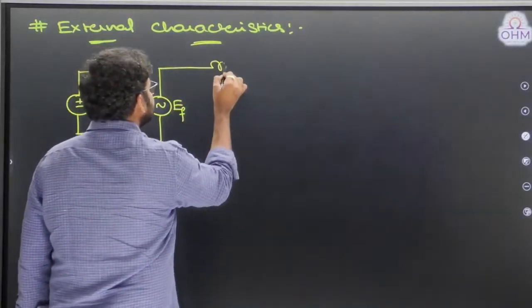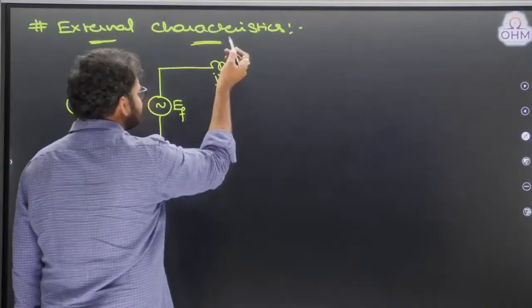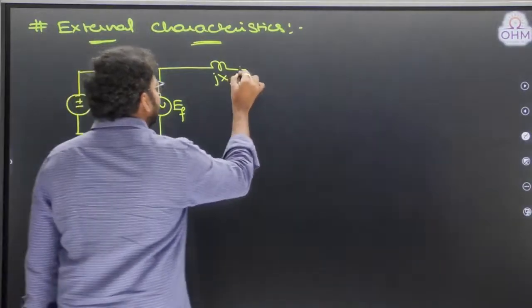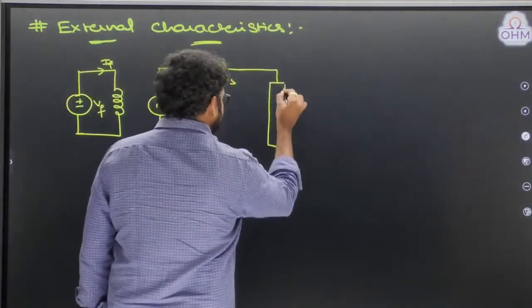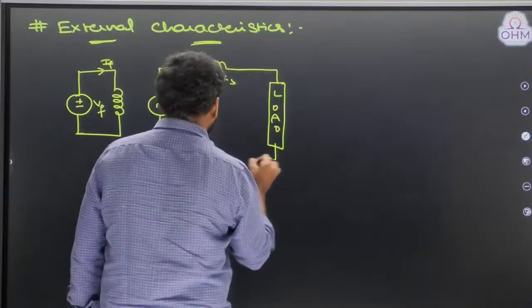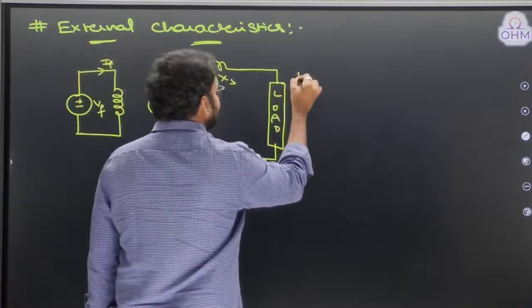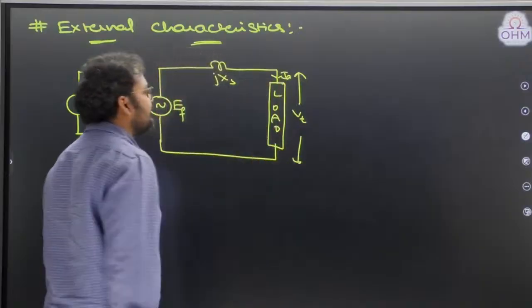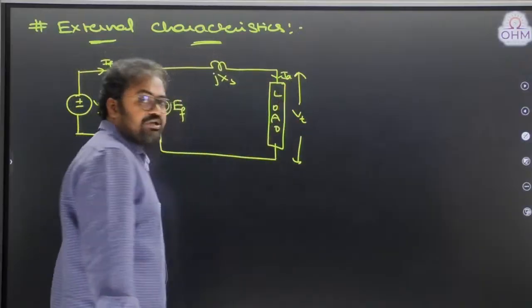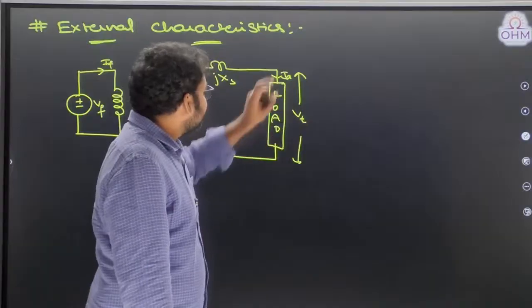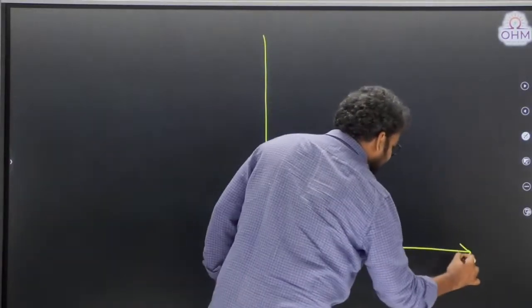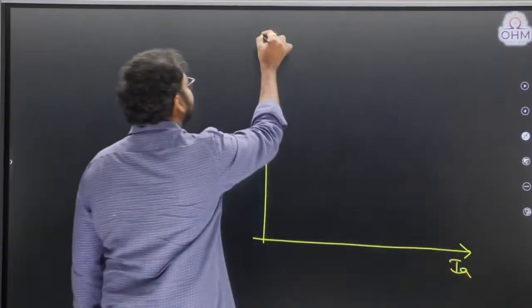And then there is a synchronous reactance. Actually, resistance will also be there, but I am neglecting it because it is very small. And then the terminals are connected to load. The voltage across the load, we call it VT. Current passing through the load is nothing but armature current IA. Now, we need to draw a graph between this VT and IA.